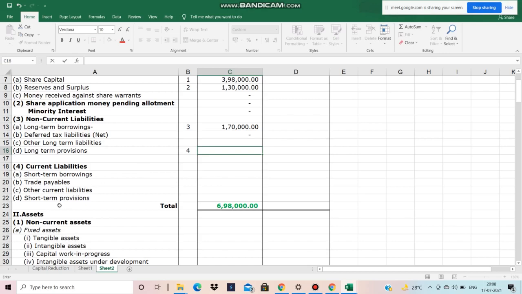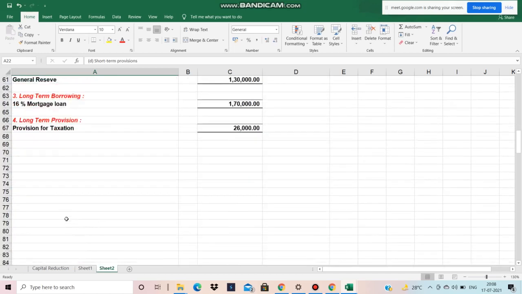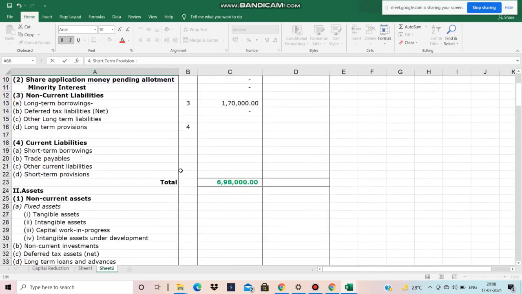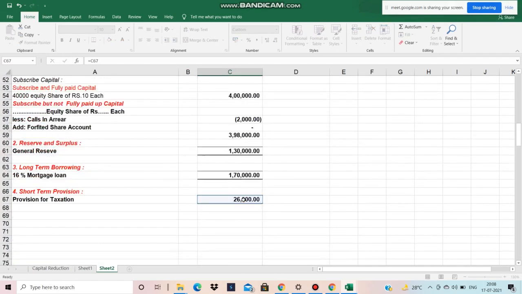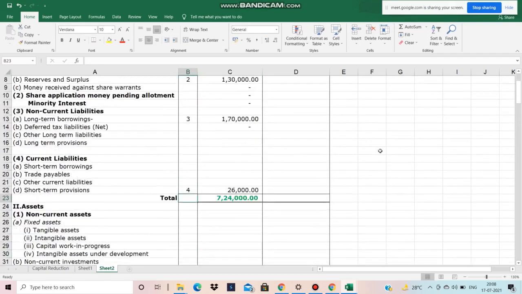The provision for tax comes under the short term provision. It is short term provision. Okay, so under the short term provisions it will come. So short term provision, note number 4. Okay. So the liability side is complete.